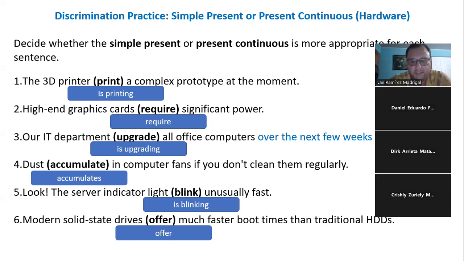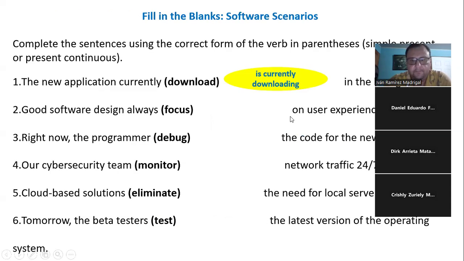Okay, let's keep on going with this. Oh, sorry. It says complete the sentences using the correct form of the verb in parentheses. Number one, the new application currently, and the verb is to download.